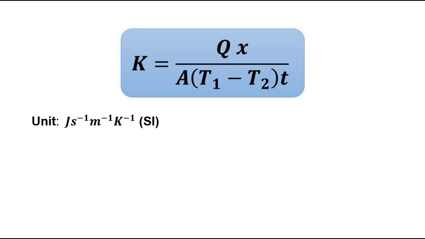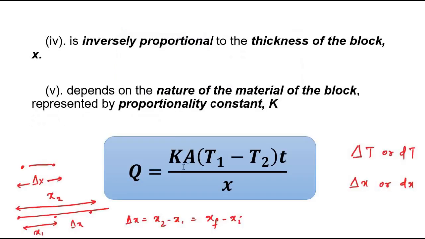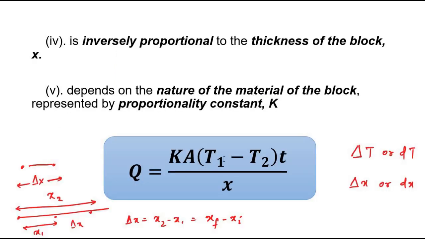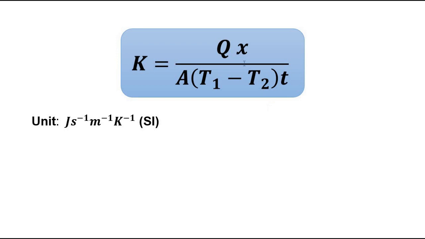We know that Q is equal to K A (T1 minus T2) into t by x. So we can write K by taking all these factors to the other side. Q x goes to the numerator, and A into (T1 minus T2) into t goes to the denominator. So K is equal to Q x divided by A (T1 minus T2) t. Okay, this is the relationship.